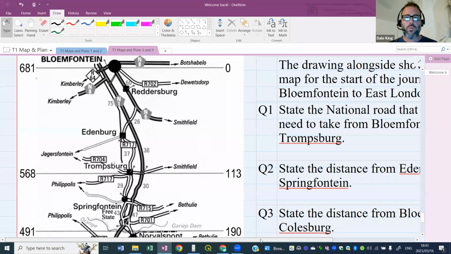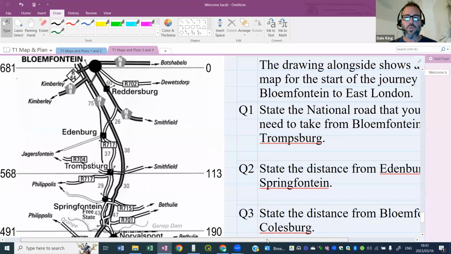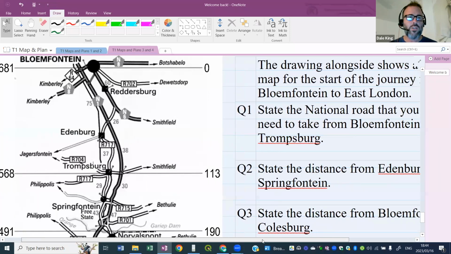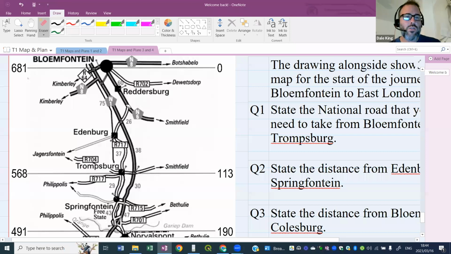So number one, state the national road that you would need to take from Bloemfontein to Trompsburg. The national road, all right? Give you a clue. There's a sign with an N. What national road could you take from Bloemfontein to Trompsburg? N1? Very good. All right, you guys are on the ball. Okay, you're getting it. All right, so N1. Okay, good. Number two, state the distance.